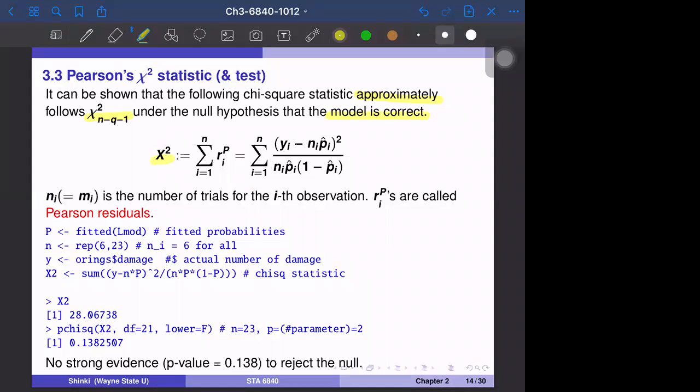It looks like x, but the capital chi is the same as x. So chi-square is defined by the summation of the Ri superscript p, and actually this entire quantity is squared. This is defined by the summation of yi minus ni pi hat, over ni times pi hat times 1 minus pi hat.